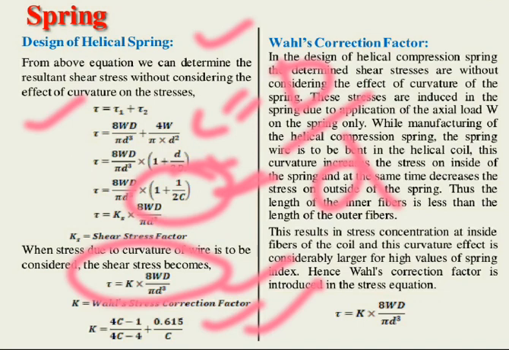And what is C here? C is the spring index. So this will be our final term when simply stress is considered, and this will be our final equation when shear stress is being considered. When shear stress is being considered, the constant term is Ks, the shear stress factor. And when only simply stress is considered, the constant term is denoted by K, which is Wahl's stress correction factor.